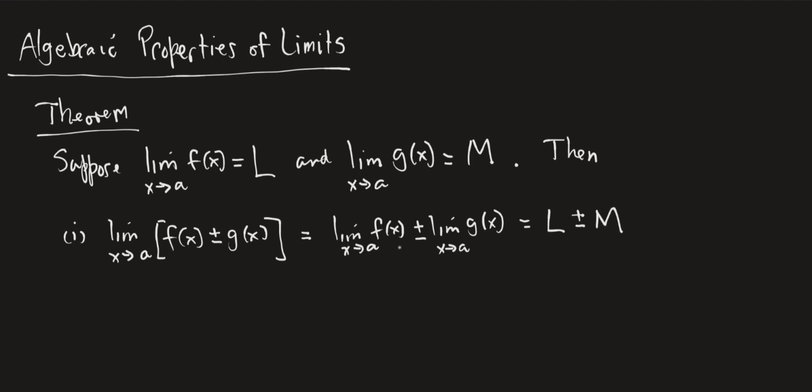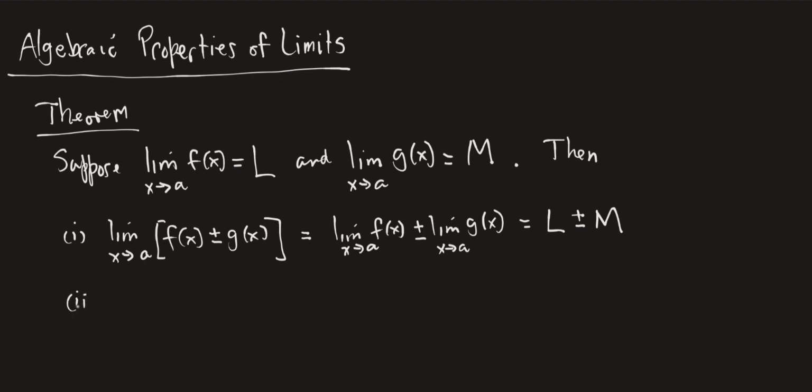So it seems kind of logical. Let's say it out in terms of addition. If f approaches L and g approaches M, then intuitively it makes sense that f plus g would approach L plus M. And similarly with the difference. So that one's pretty straightforward.